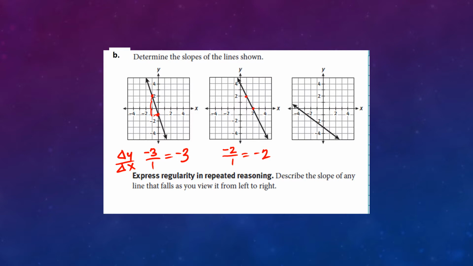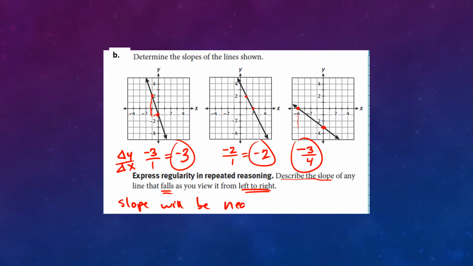And this one, let's see. Looks like these are our two closest points. So it's going to go down 1, 2, 3. Y is going down 3 when x goes over 4. So we got negative 3, negative 2, and negative 3/4. What do we notice here? To be able to describe the slope of any line that falls as you go left to right, do you notice that the slope will be negative? That is important.